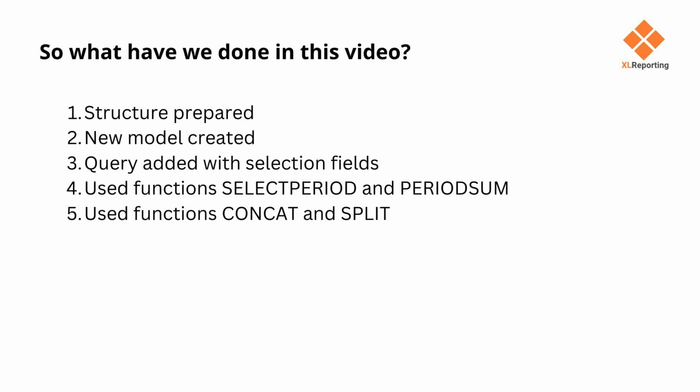So in this first video, we prepared the structure for a profit and loss planner in Excel reporting. We created a new model, added a query, defined the right fields, set up selections for company and year, used PERIODSUM to retrieve last year's actuals and current budget figures, filtered the query to P&L accounts only, and improved the display using concat and split. That gives us a solid structure as the basis for the next step.